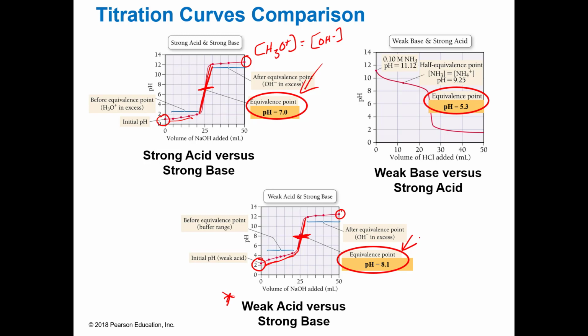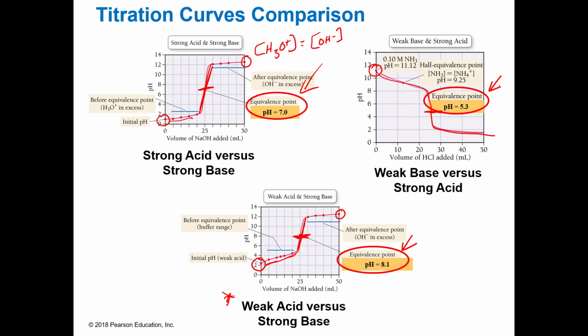The weak base and strong acid is going to start with a base that's going to have a high pH. Notice that it's almost exactly the same curve, except it is going from base to acid. And your equivalence point, since you have the strong acid this time, is going to be below 7, and so in this case about 5.3. So when you're looking at titration curves, you can actually tell what you're titrating, even if it's not labeled, by looking at the shape of the curve and the different areas.